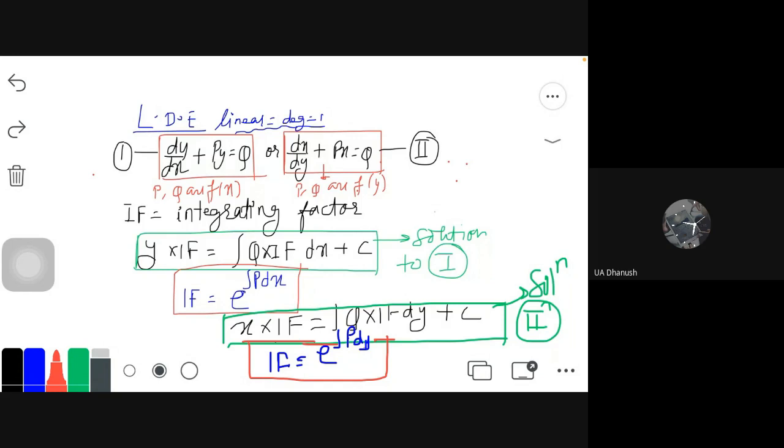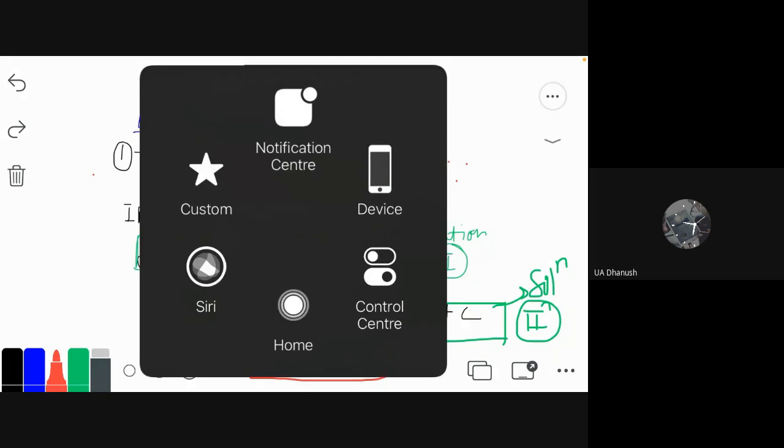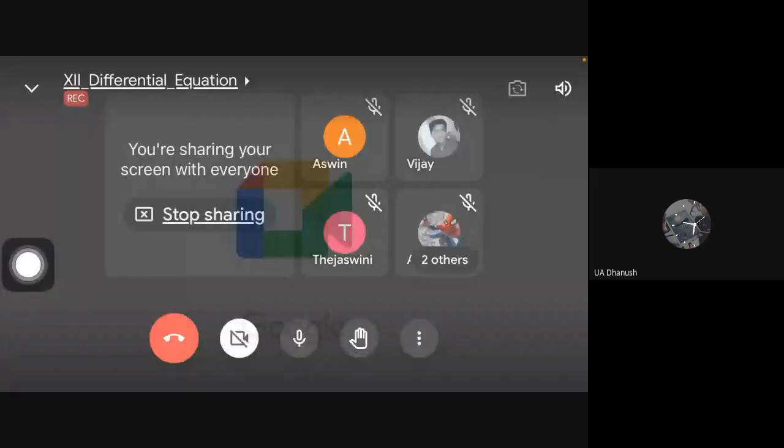I hope you were able to understand today's class. As very little time is left, I won't be able to complete any numerical. So we'll see the numericals of this linear differential equation in the next class.